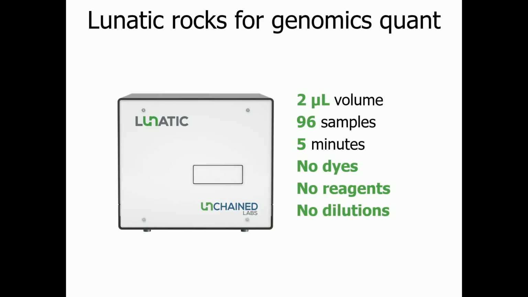If there's one thing I want to leave you with from today's webinar, it's this. Lunatic is the ultimate genomics quant tool. It's simpler, faster, and easier than other methods without the need for dyes, reagents, or dilutions. If you have any questions, please feel free to ask them today, and I'll be happy to answer them either at the end of the presentation or by reaching out to you directly. Also, remember one additional thing. Lunatic gets you same time, concentration, and quality measurements.